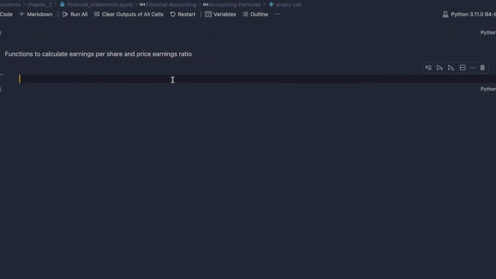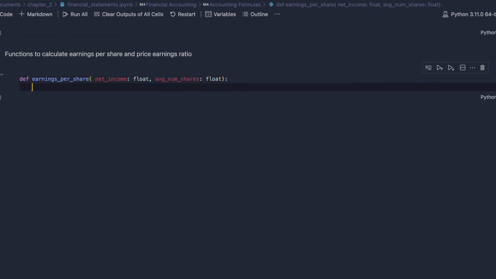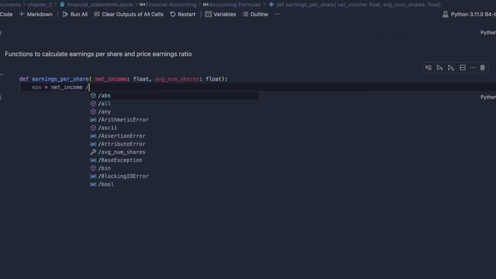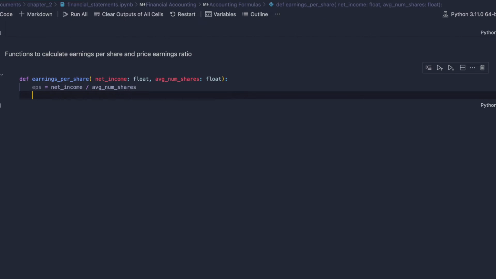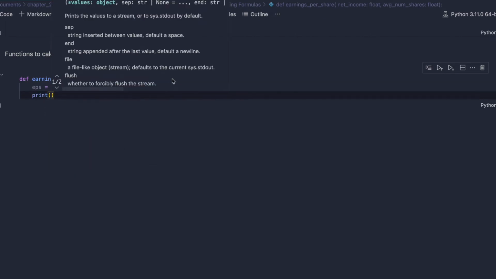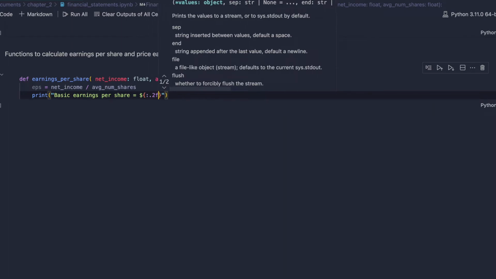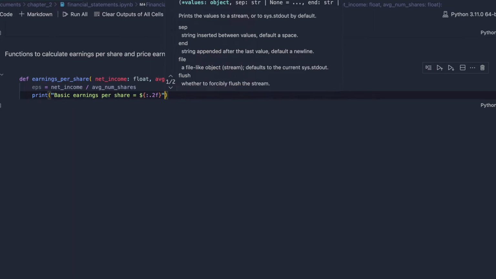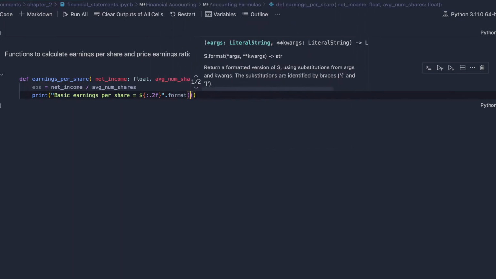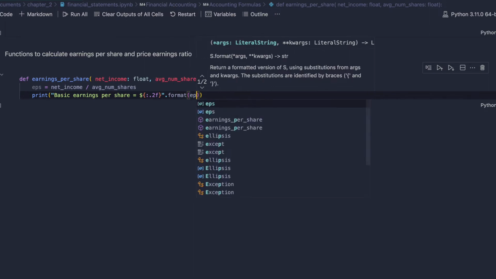The first function is earnings per share, which takes in net income, a float, and average number of shares, also a float. We will call it EPS for short, which takes in the net income divided by the average number of shares. Let's print these out. Curly brackets, colon, .2f is the two floating point numbers after the decimal. Dot format function, pass in our EPS variable.